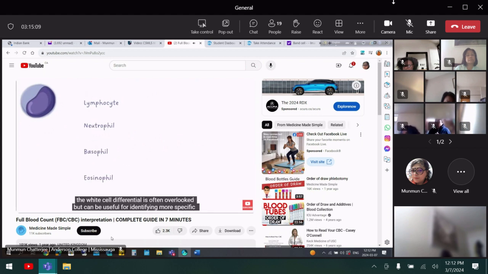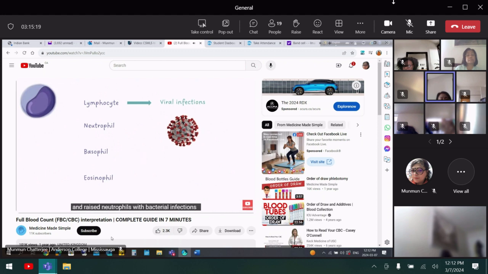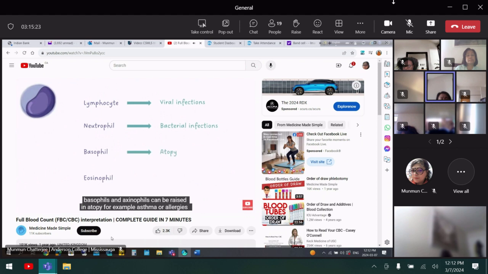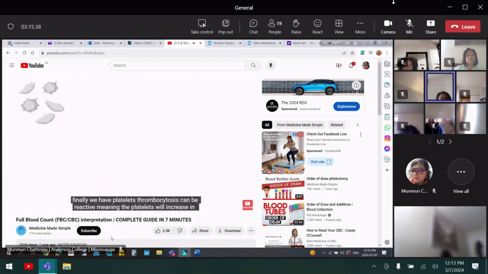The white cell differential is often overlooked, but can be useful for identifying more specific disease. Generally, raised lymphocytes can be associated with viral infections, and raised neutrophils with bacterial infections. Basophils and eosinophils can be raised in atopy, for example, asthma or allergies. Eosinophils are also specific for some parasitic infections, like helminths. Finally, we have platelets.